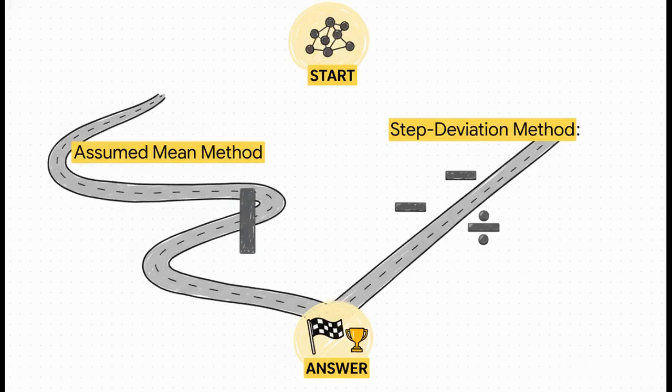But here's the really cool part. No matter which method you use, the long way or one of the shortcuts, they all lead you to the exact same answer. For our students, that answer is always 62.